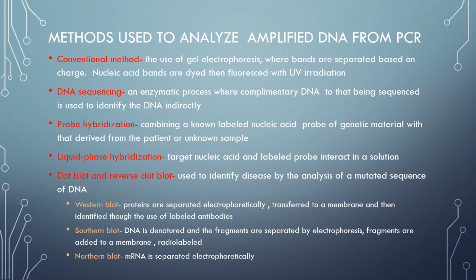Okay? We can use amplification of PCR in areas of the laboratory like microbiology to diagnose bacterial, viral, fungal, or parasitic reactions and infections. And we can also use PCR to determine bacterial resistance. In Western blot, proteins are separated electrophoretically, transferred to a membrane, and then identified through the use of labeled antibodies. In Southern blot, DNA is denatured and the fragments are separated by electrophoresis. Fragments are then added to a membrane and radio-labeled. And then in Northern blot, messenger RNA is separated electrophoretically.